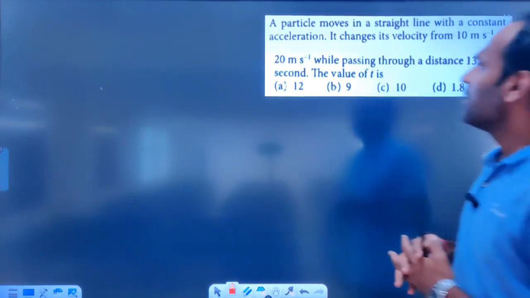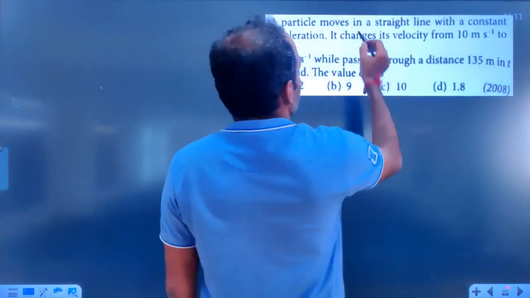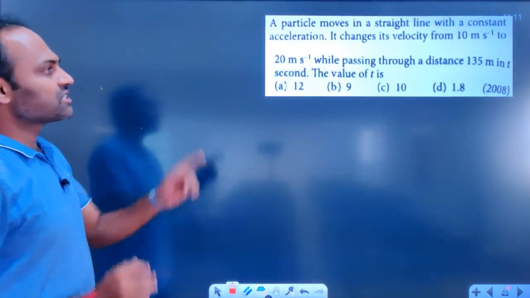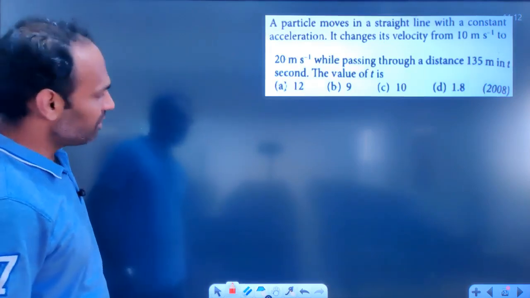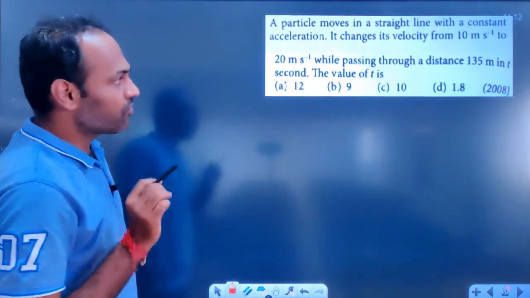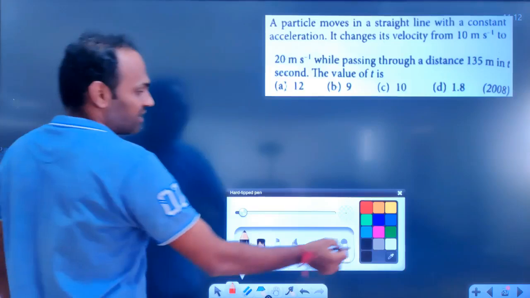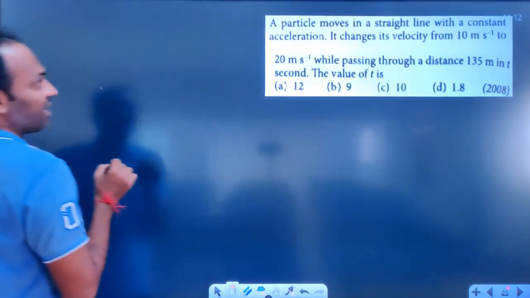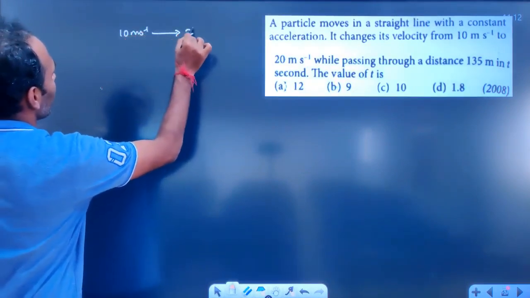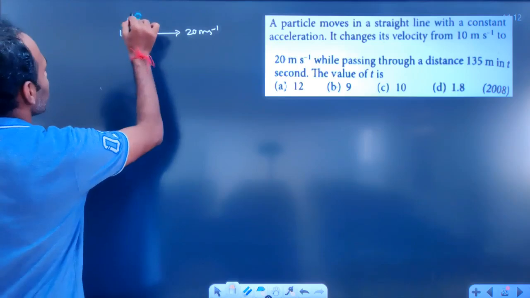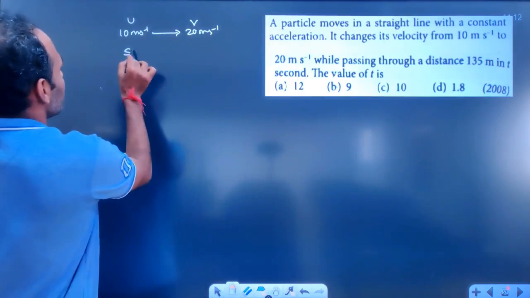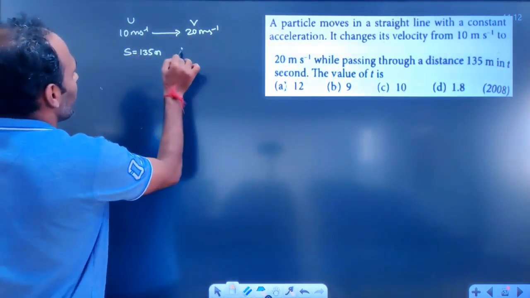This is also from NEET only. Okay, a particle moves in a straight line with a constant acceleration. Acceleration constant is given. It changes its velocity from 10 meter per second to 20 meter per second while passing through a distance of 135 meter in t seconds. Find the value of t. What all are given? Velocities are given, 10 meter per second and 20 meter per second. This is initial velocity, this is final velocity. Correct? And distance traveled is given. Distance traveled is 135 meter, we have to calculate time.